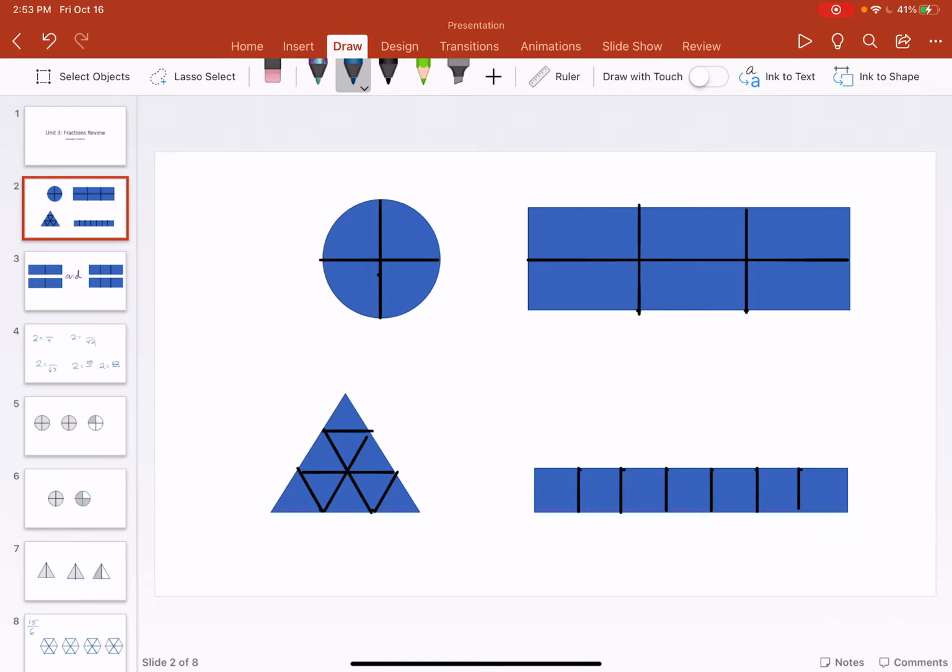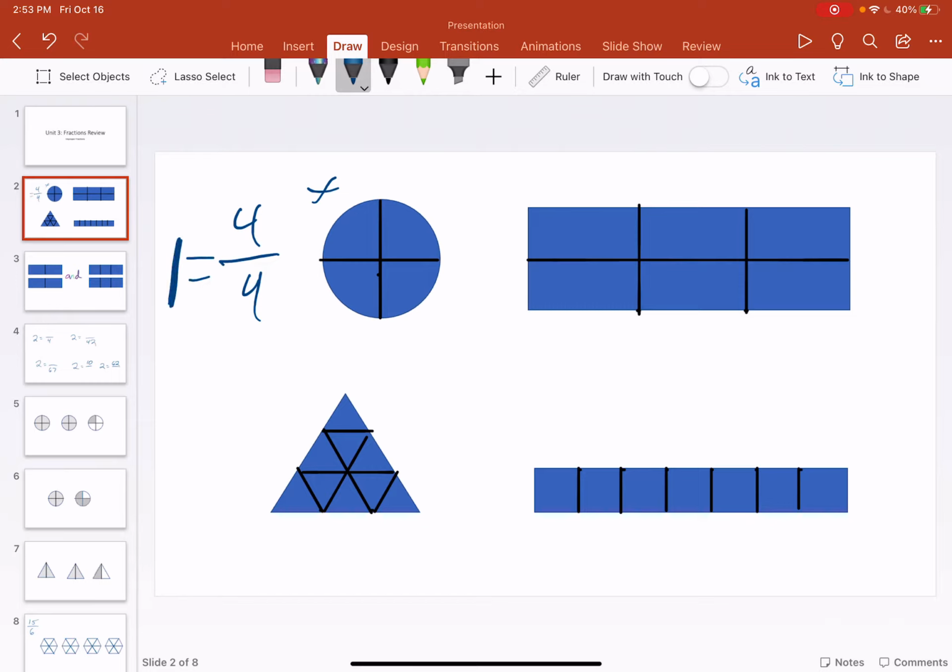I just want you to pause and think about it for a second, but this should come to you hopefully pretty quickly. Okay, so they are all one whole. If I'm looking at this first one here, it has 4 pieces, right? So it's out of 4, but all 4 pieces are shaded. And that is one whole.